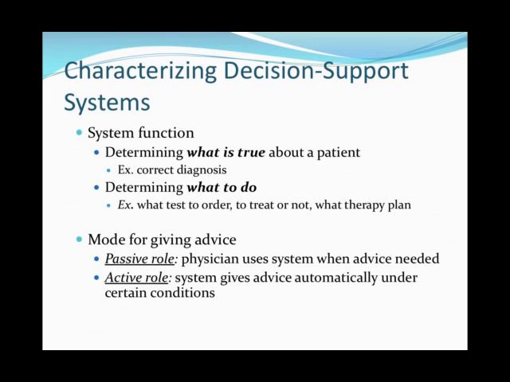So if we want to group the clinical decision support systems into different things, if we're looking at the system function, we can divide these clinical decision support systems in different ways. If we're looking at just how the system functions, a lot of times it's in two groups. Is it determining what is true about a patient, like giving us the correct diagnosis, or is it helping us decide what to do? So is it what is correct, or what should we do?